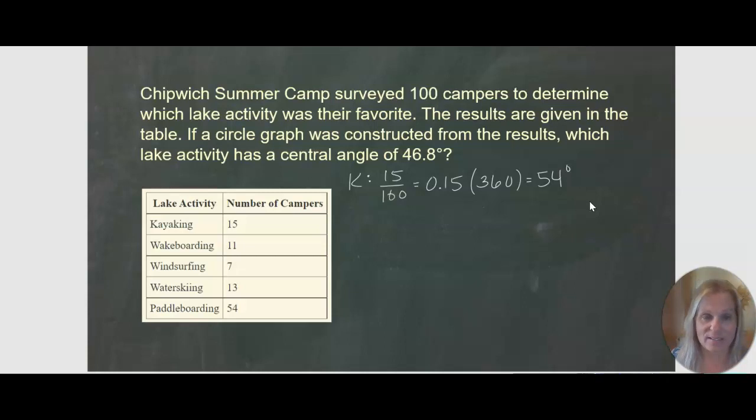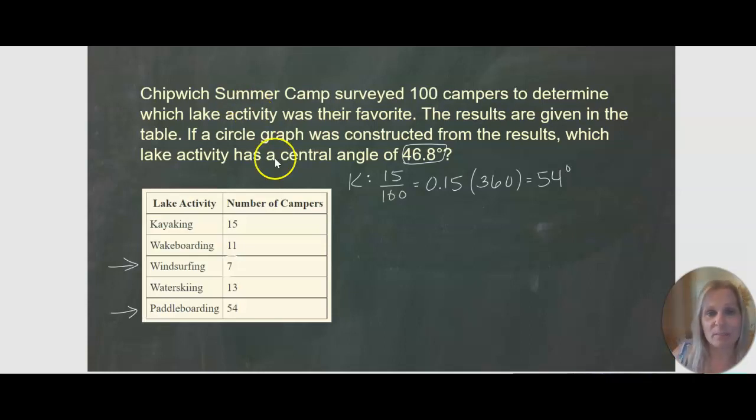So right away, we know that 46.8 is just a little bit smaller than 54. So it's probably not going to be windsurfing, right? It's probably not going to be windsurfing because that's half. That's a lot smaller, right? That's a little less than half. And it's probably not going to be paddle boarding because that's a lot bigger than 15. So that means it's either going to be wakeboarding or water skiing.